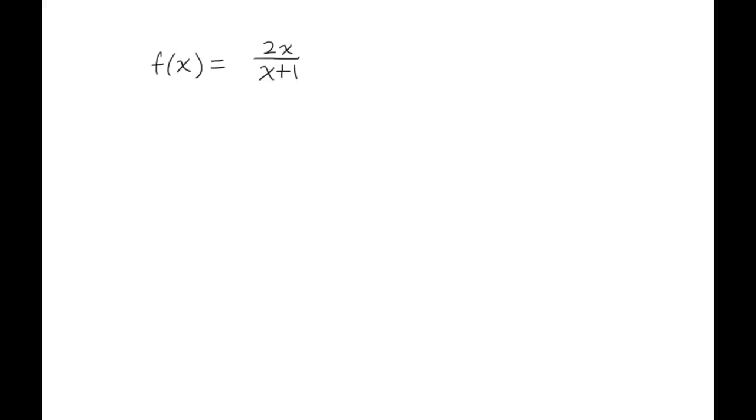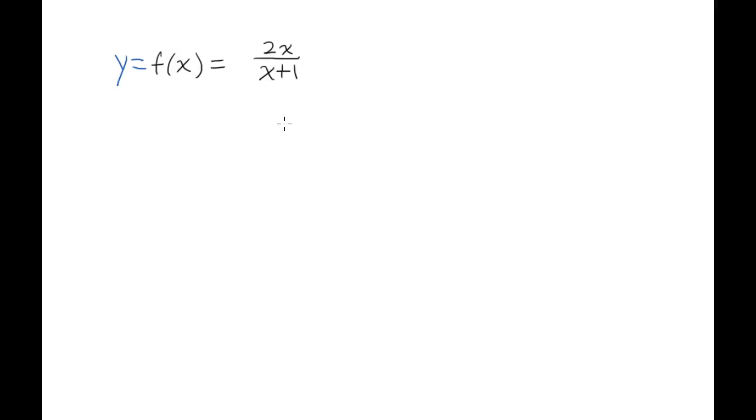In this video, we'll be finding the inverse of a function. We start with the function f of x equals 2x over x plus 1. So in this, we start with y equals f of x equals 2x over x plus 1.